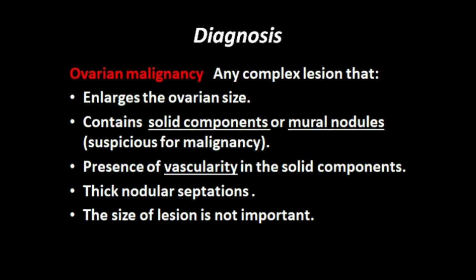How to diagnose ovarian malignancy? Any complex lesion that enlarges the volume or the size of the ovary. Any lesion that contains solid components or mural nodules is suspicious for malignancy. Presence of vascularity in the solid component is very much indicative of malignancy. Thick nodular septations are present. The size of the lesion is not important.